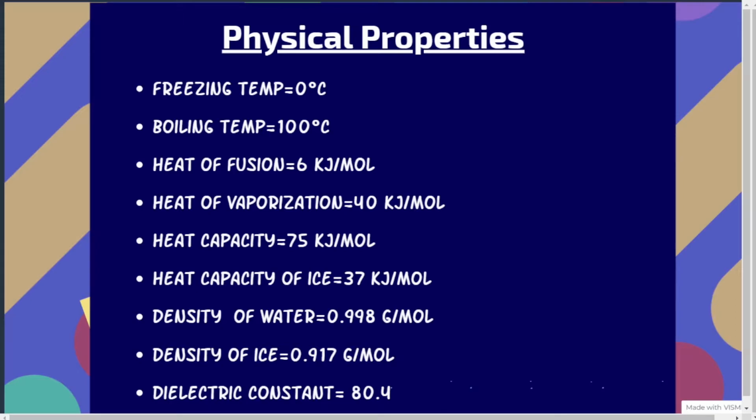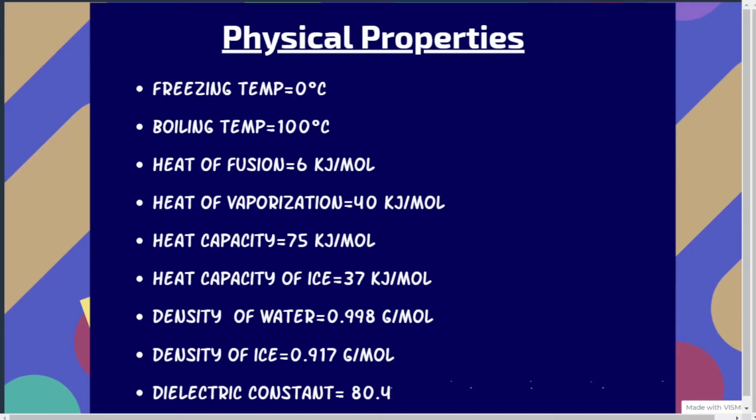What is the heat of evaporation? As we all know, evaporation is the conversion of liquid to gas. So heat of evaporation means how much heat is required to convert liquid to gas. Simple as that. And for water, it is 40 kJ per mole. To be more specific, you can say it is 40.66 kJ per mole. Now, heat capacity. Heat capacity of water is 75 kJ per mole.